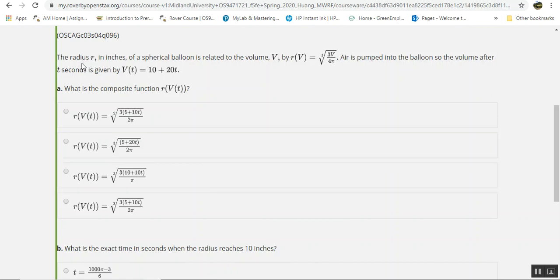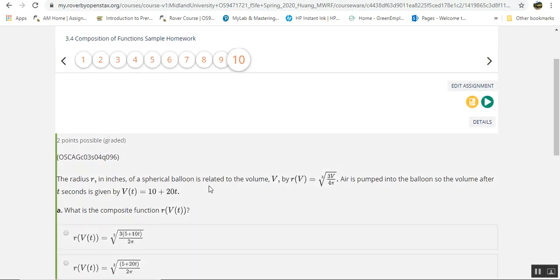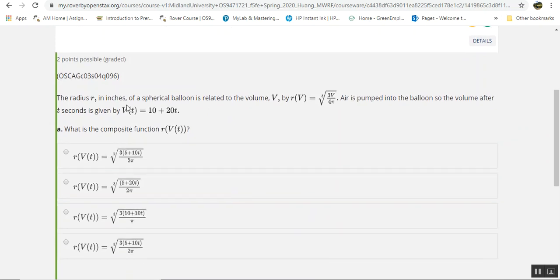Hi guys, let's take a look at this problem number 10 from this section. So we are given this information. We are looking at the radius of a balloon. And of course, the radius depends on how much air, the volume of the air in the balloon, right? So you can see this function is given by the radius depends on the volume.